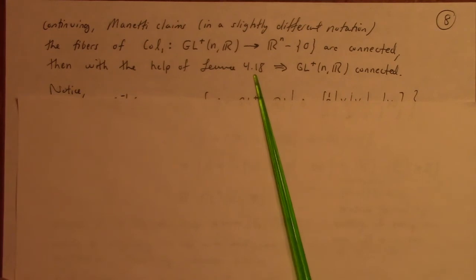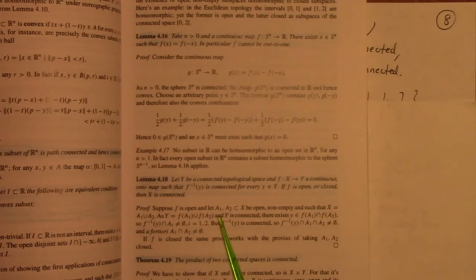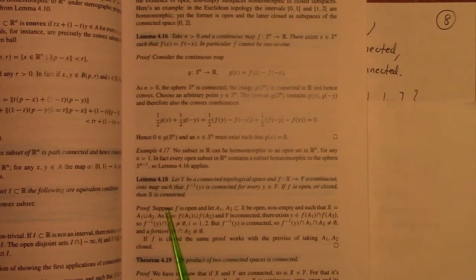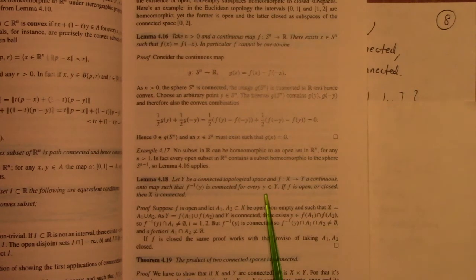Remember, what was lemma 4.18? Oh, goodness. Let me look it up. It's been a bit. Lemma 4.18, which one's that? One moment, here we go. Let Y be a connected topological space, F mapping from X to Y continuous, onto, such that F inverse of y is connected for every y in Y. Then if F is open or closed, X is connected.